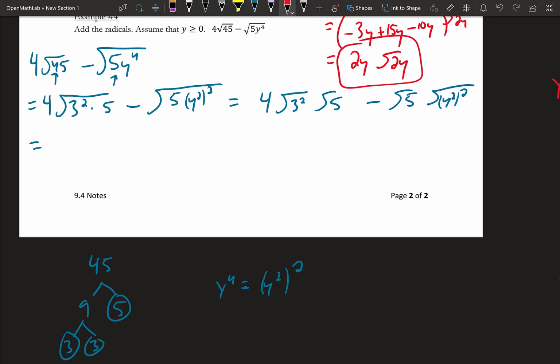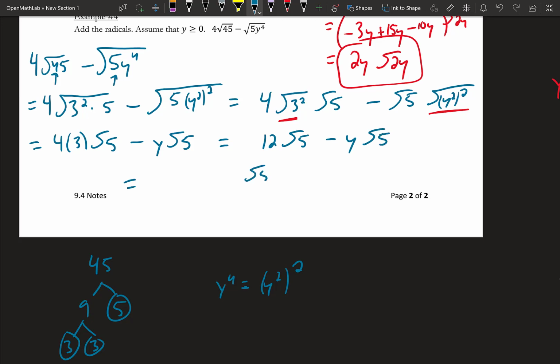And then, this one and this one, these are the square roots of perfect squares, so I can simplify that. So that would be 4 times 3 times radical 5 minus, and then the square root of y squared squared would just be y squared. So this would be minus y squared times radical 5. So this is 12 radical 5 minus y radical 5, right? And then if I pull out the radical 5, I get 12 minus y squared. Right?